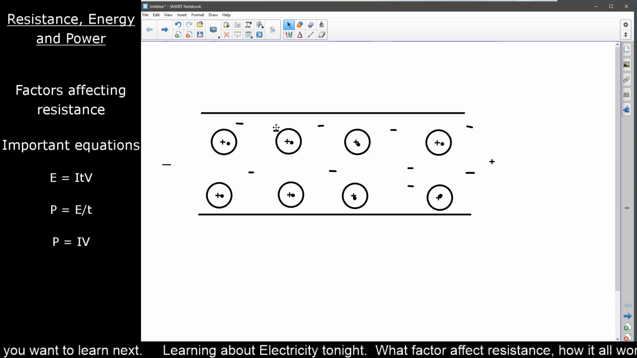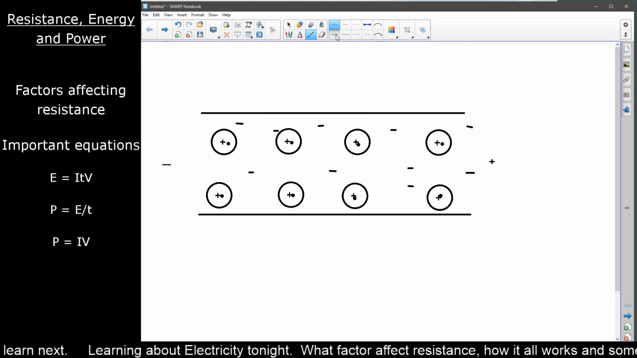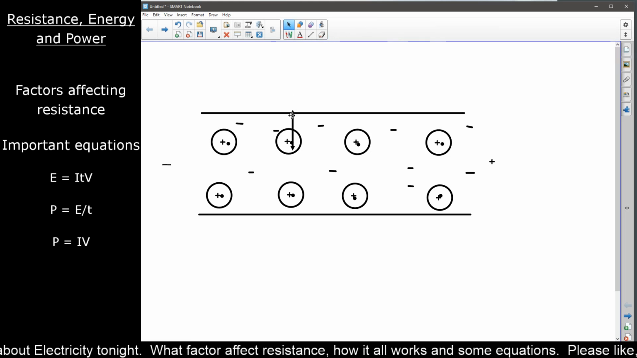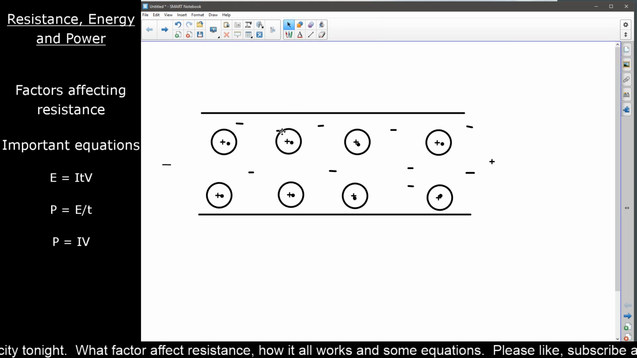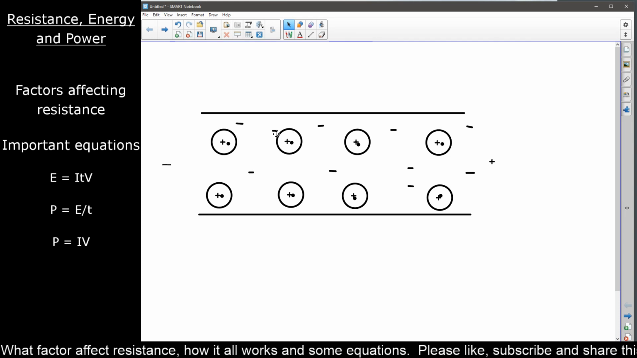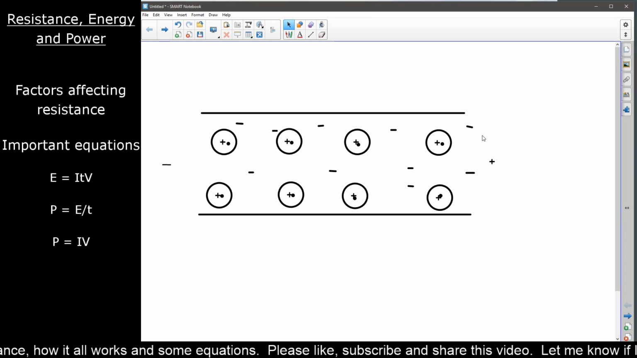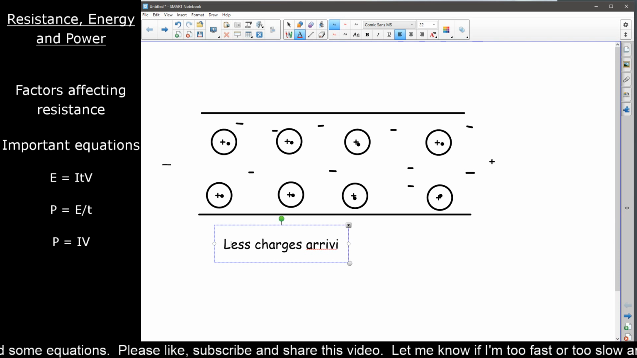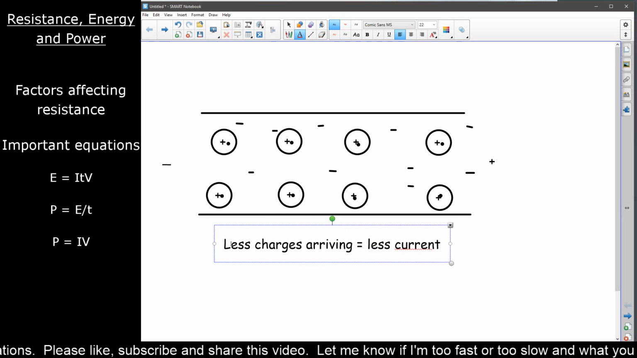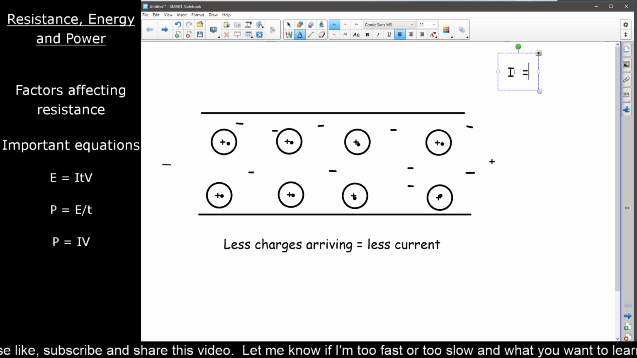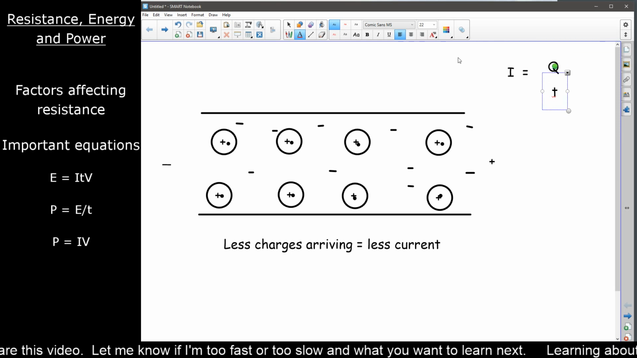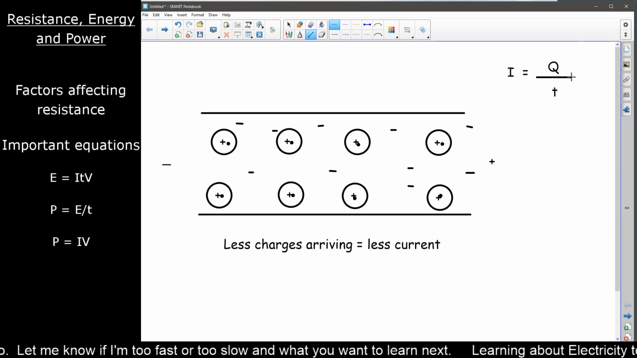When that happens, the energy that was meant to be transferring all the way down to this other end of the diagram doesn't get that far. It gets sent into this ion, and it gets sent into it as movement energy because it's a collision. So it transfers movement energy into this. That in turn means that I get less charges arriving at the other end every second, and less charges arriving equals less current. Because remember that current, I, is equal to the number of charges you get, Q, divided by the time it takes you to get them. So if I'm getting less charges, I'm going to get less current.